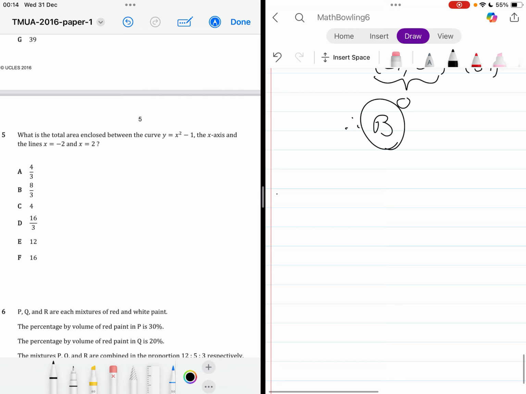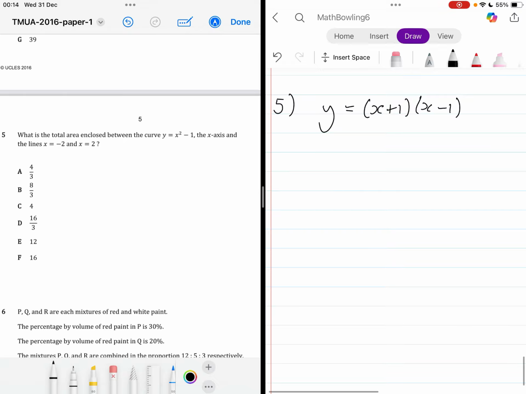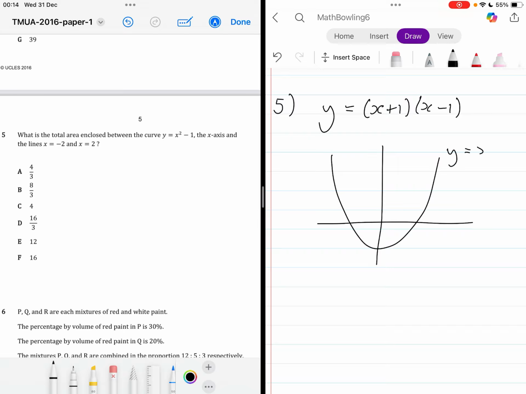Question 5. This is effectively just an integration question. The only thing you have to be careful about here is that the area is signed, so that's set to trip you up. Let's start by drawing a sketch. We all know what this parabola looks like. Y equals x squared minus 1. Here 2 is going to be about here, and minus 2 is going to be about here. These intercepts are going to be 1 and minus 1.